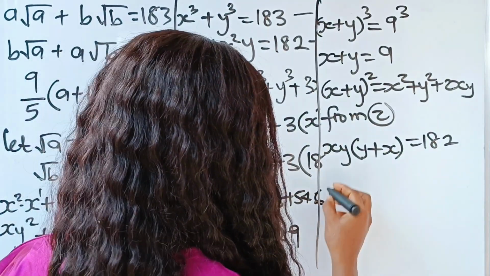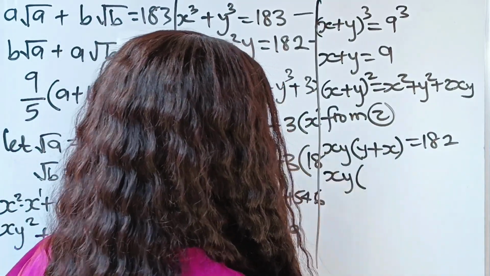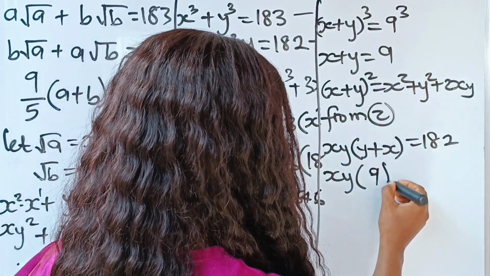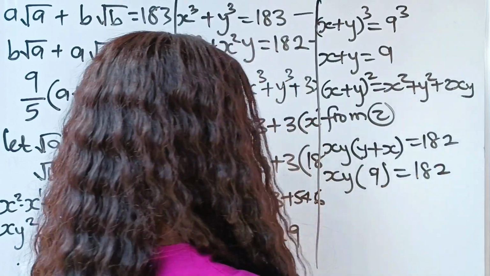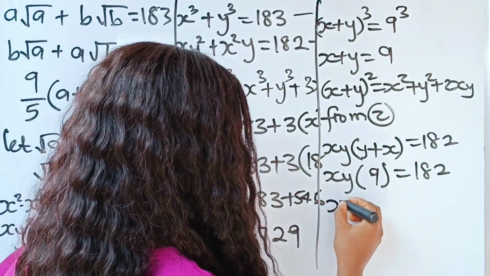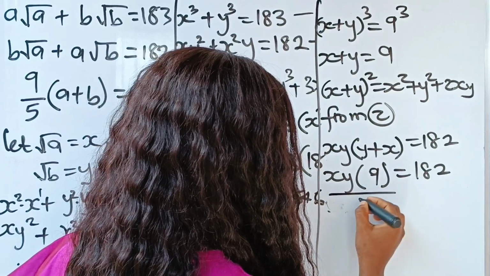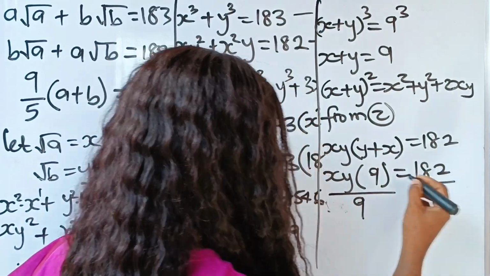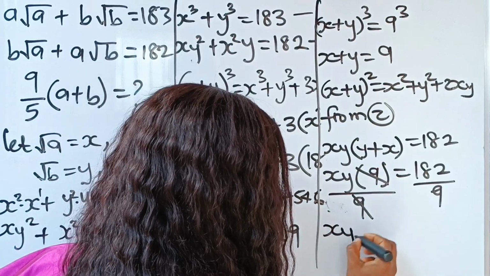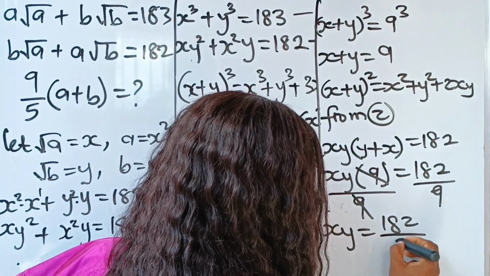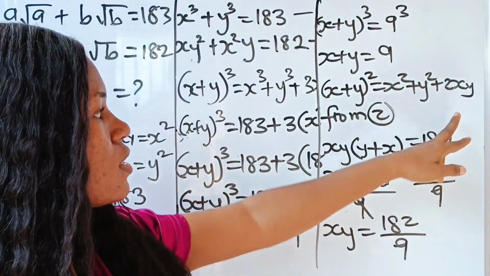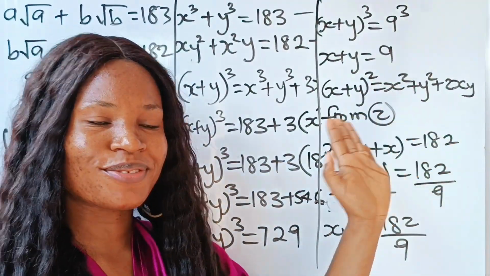Do you understand? So xy multiplied by, we already have y + x as 9, multiplied by 9 is equal to 182. So from here, we can get our xy, right? To get our xy, let's divide by 9, divide by 9. Now 9 will divide itself, and we have that xy is equal to 182 divided by 9. Perfect. Now let's go back and substitute this into this place.